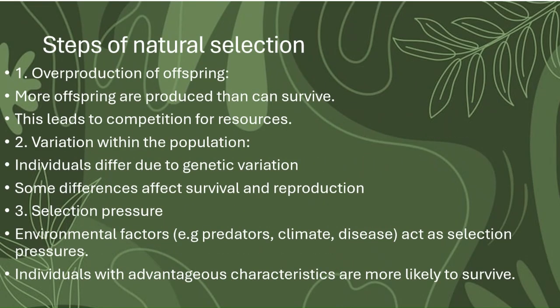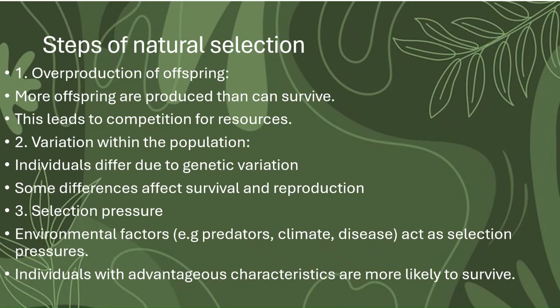So the steps of natural selection are, first, overproduction of offspring. More offspring are produced than can survive, and this leads to competition for resources. Step 2 is variation within the population. Individuals differ due to genetic variation, and some differences affect their chance of survival and reproduction.